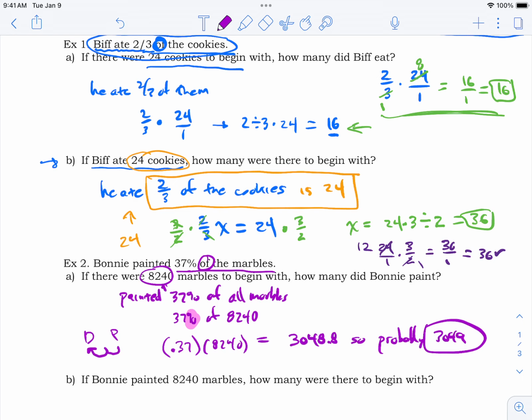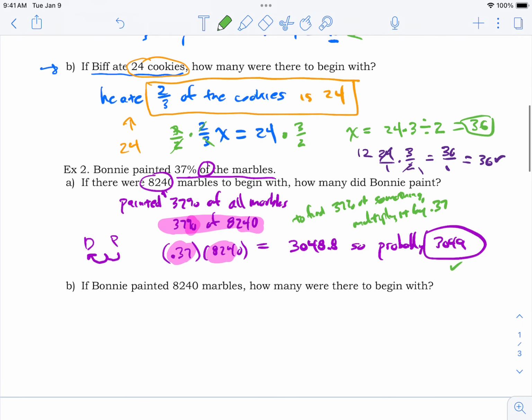37% of 8240 is 0.37 times 8240. And by the way, that's usually how people say this. You want to find 37% of something? Make that a 0.37 and multiply. That would be the short way of saying it. In fact, I'm going to say that. To find 37% of something, multiply it by 0.37. And we did. And we got 3049. Okay, cool. So that's nice. Very calculator friendly there, right?